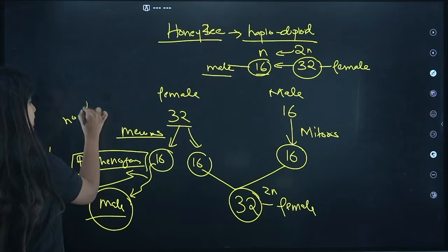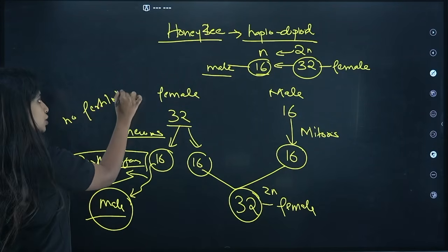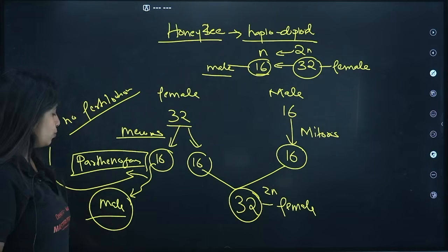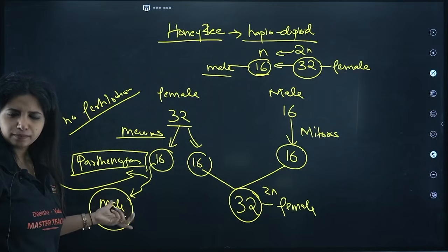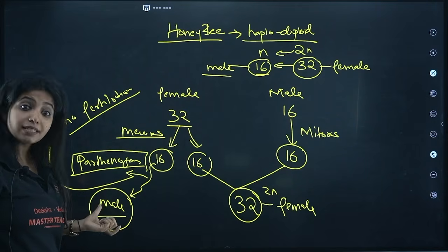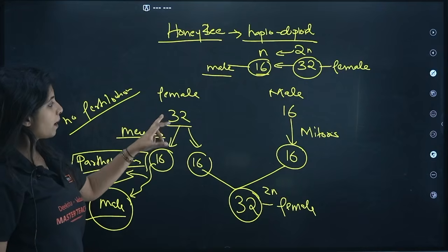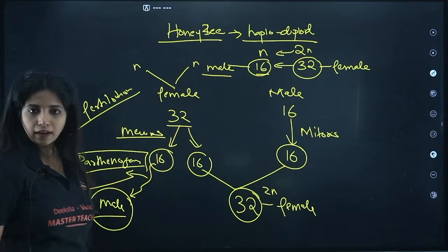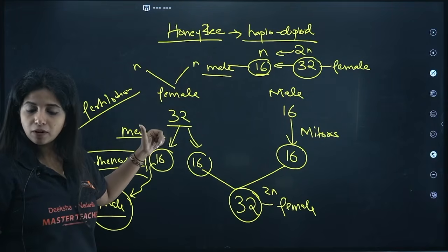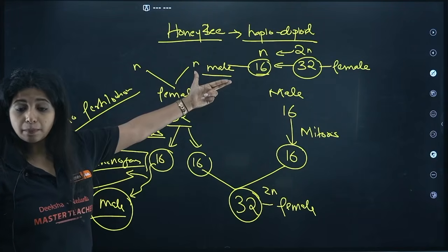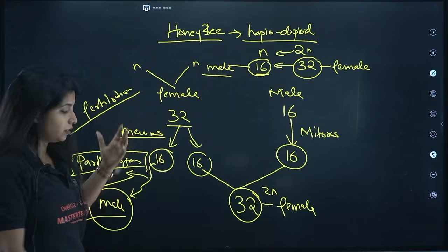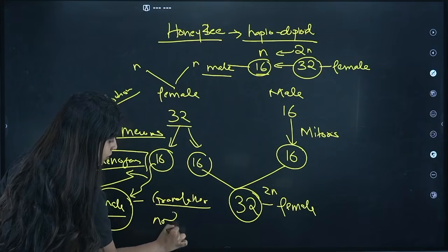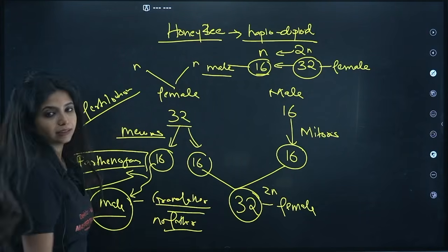There is no fertilization, and since there is no fertilization, they will only have the number of chromosomes, that is 16. Now, if I ask you, does it have a male parent? No. It just has a female parent. Does it have a grandparent? Yes. Why grandparent? Because for a female to come, you need the contribution from a male n and a female n, right? So it does have a grandfather. But there is no father out there.